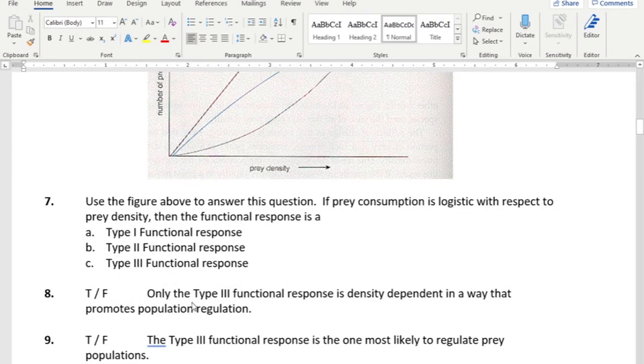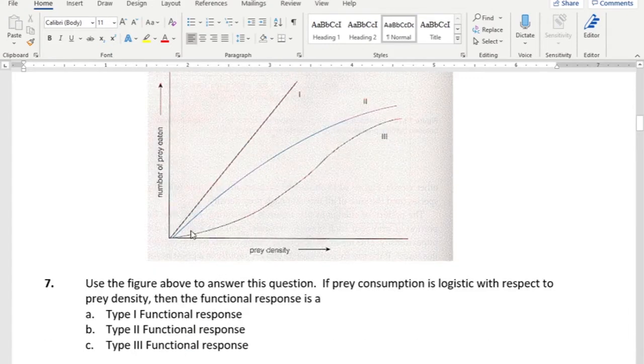8. True, false. Only the type 3 functional response is density dependent in a way that promotes population regulation. That is a true statement. Recall, the low values here on the type 3 functional response are a consequence of the predator not having the right search image. And then up here, it's a consequence of prey refugia. So the correct answer for 8 is true.